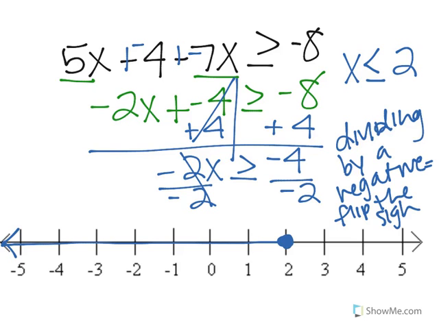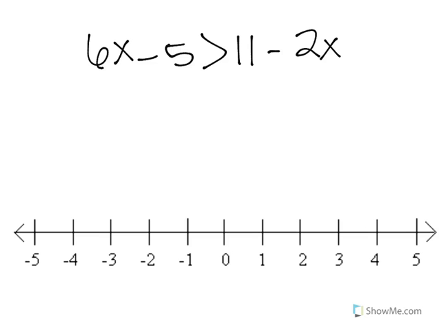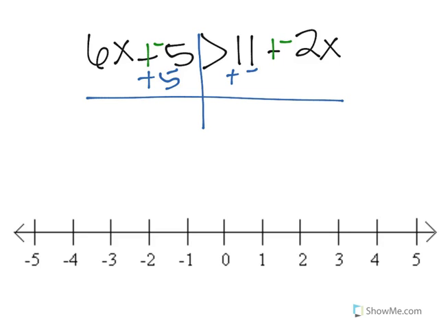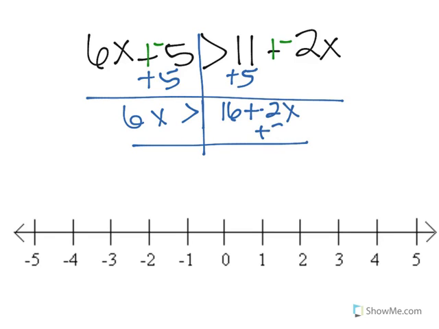Okay, we're going to do one more example that actually has a variable on both sides. So first we'll add our 2 marks. We're going to add a 5 to both sides, and we get 6x is greater than 16 plus negative 2x. Then we're going to add positive 2x to both sides. We get 8x is greater than 16.